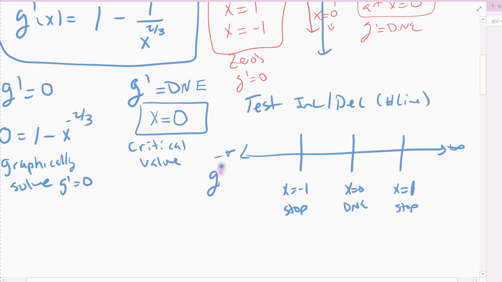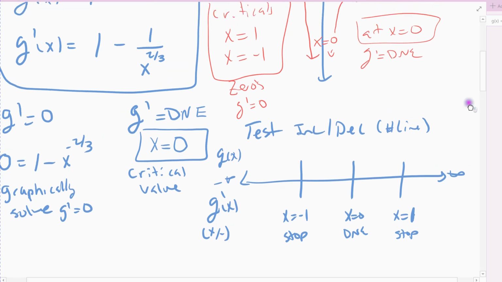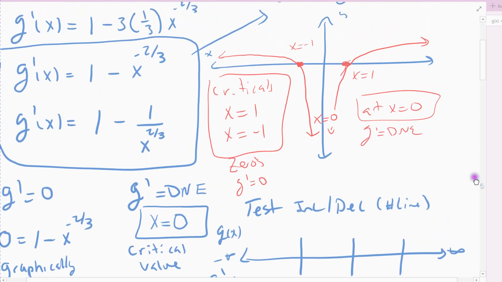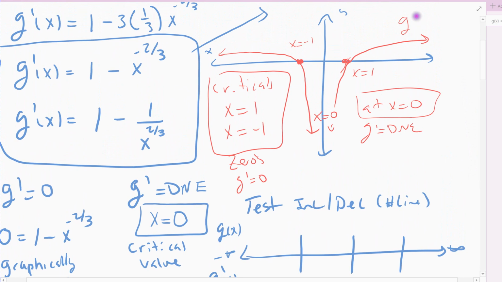Alright, so remember, when we're doing the number line, what we want to test is whether the derivative is positive or negative. That tells me if my function is increasing, moving up, or decreasing, moving down. And instead of picking test points, I'm actually going to use the graph. Remember, this is the graph of the derivative. The derivative is positive when it's above the x-axis. Here's my x-axis, and it's negative when it's below the x-axis.